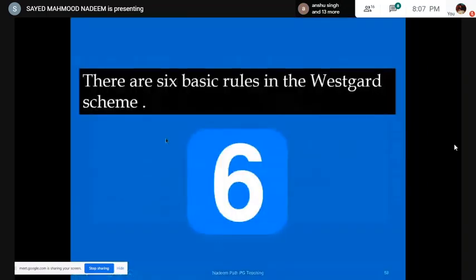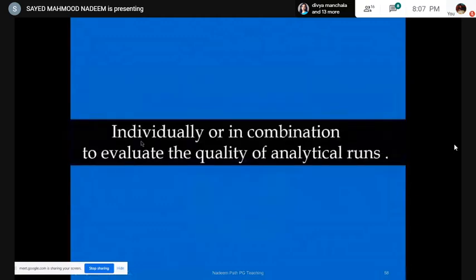So there are 6 basic Westgard rules, and these rules are used either individually or in combination, mostly in combination. Except for one or two rules, most of the rules are applicable in combination. So you need to understand each rule individually and then how in combination does it work. So what are the 6 Westgard rules?